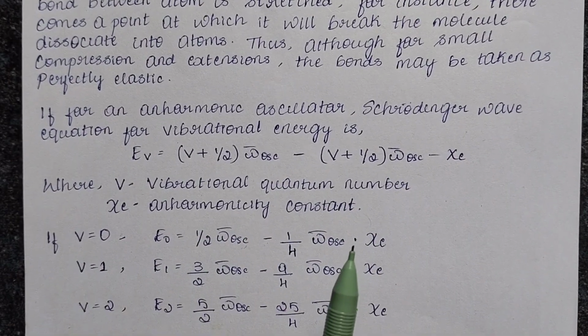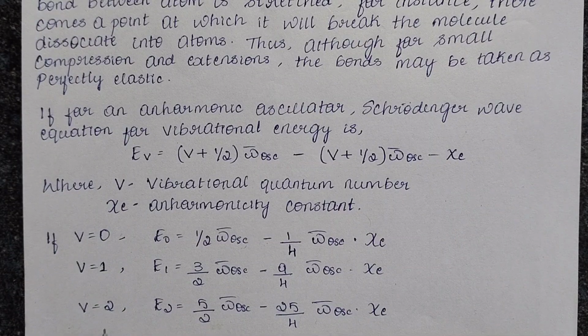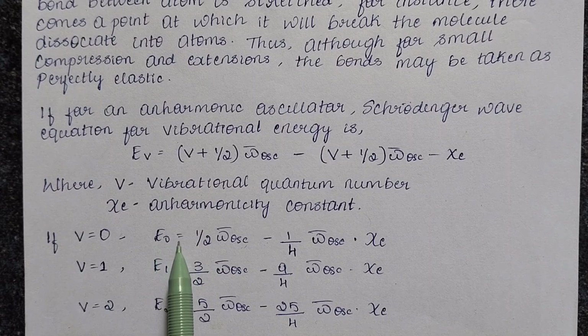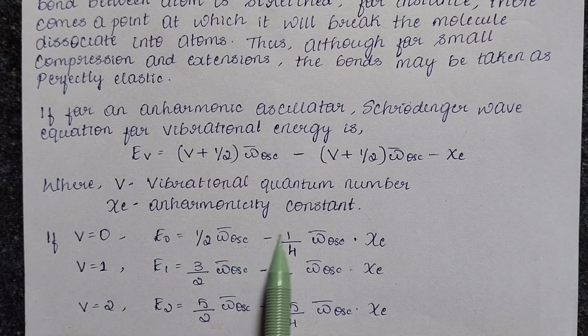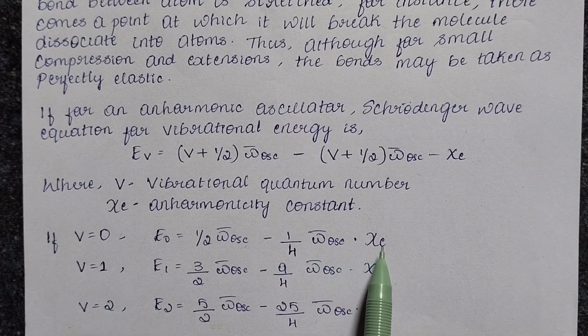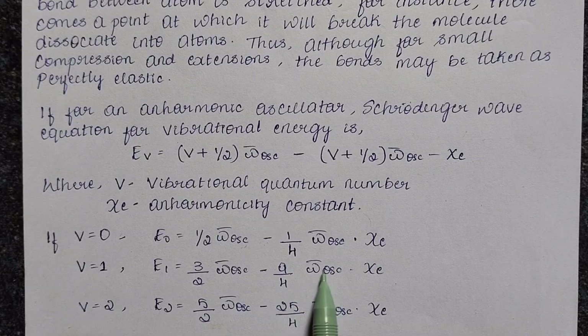Now, if we put various values for v, that is v = 0, 1, 2, the energy values will be: E0 = 1/2 ω_osc − 1/4 ω_osc x_e. Similarly, for v = 1, E1 = 3/2 ω_osc − 9/4 ω_osc x_e. And for v = 2, E2 = 5/2 ω_osc − 25/4 ω_osc x_e. These are the values we get for the energy when we put different vibrational quantum numbers as 0, 1, 2 respectively.